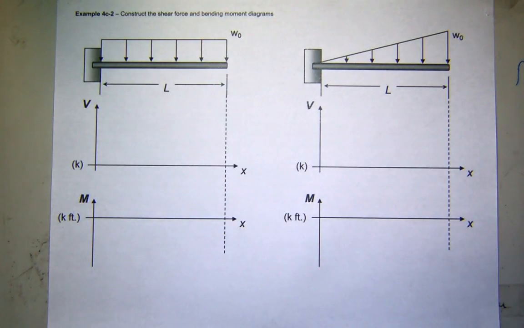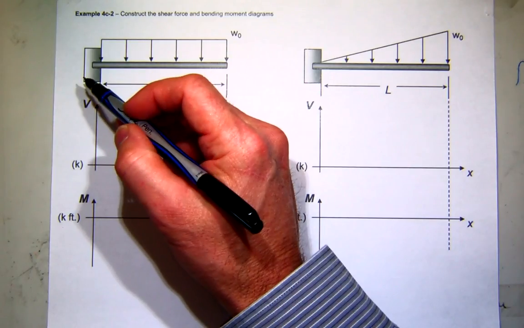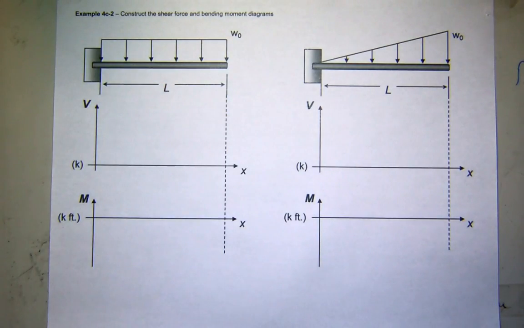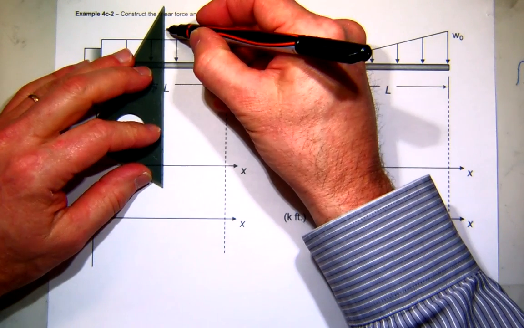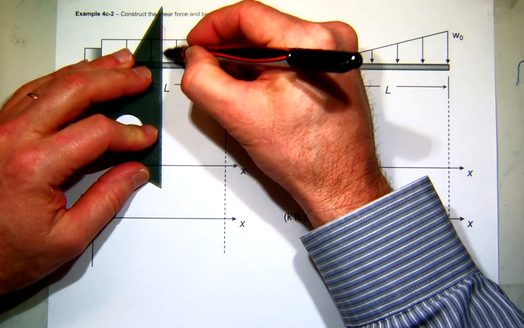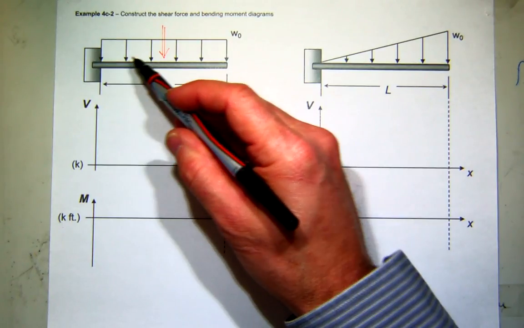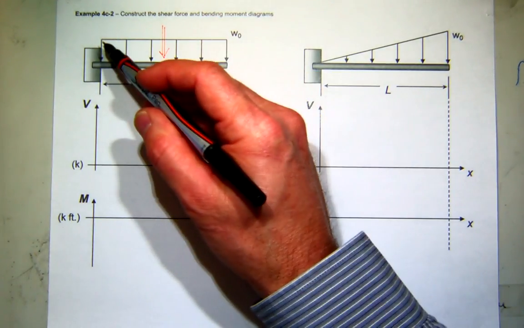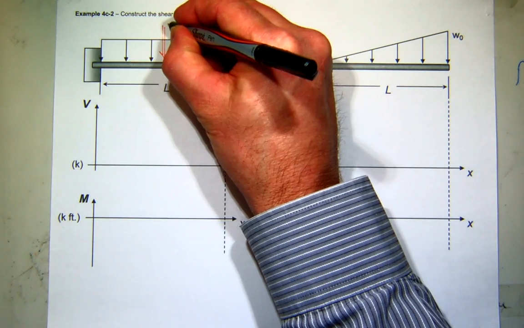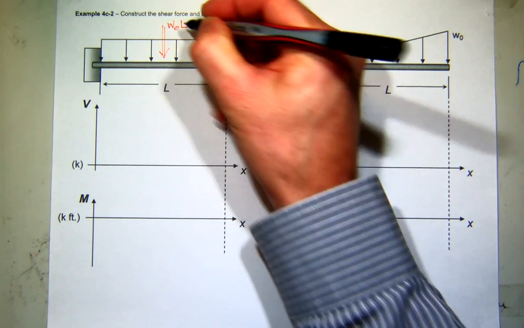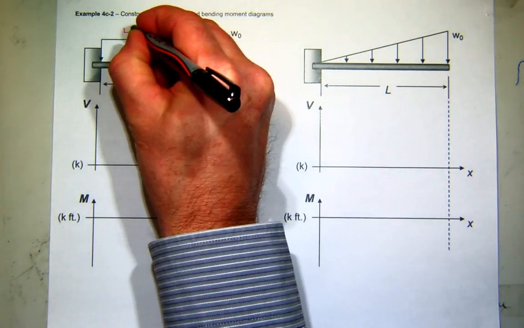So again, just to help us get started, I'm going to go ahead and give you an idea of what these reactions would be. First, you'll notice that if we take the concentrated equivalent of this distributed load, it would land right here in the center. The equivalent force would be the same as the area under the curve. So base L times height W naught. So I've got W naught L as the load, and it happens right in the middle. So that would be L over 2.